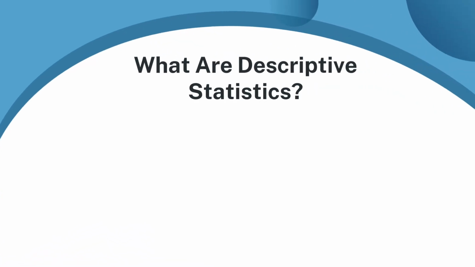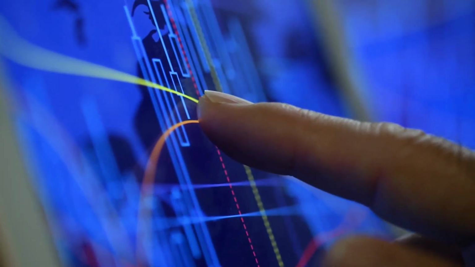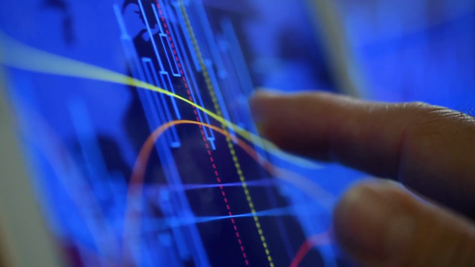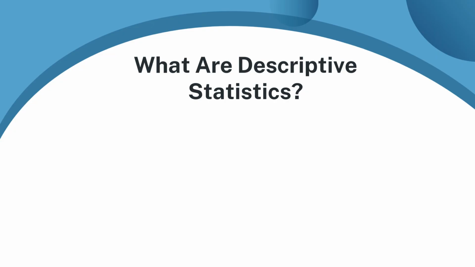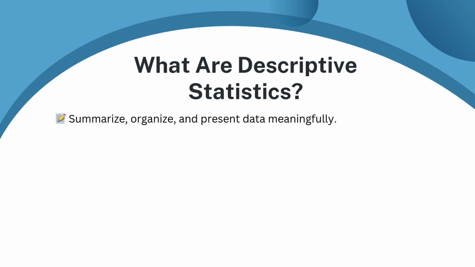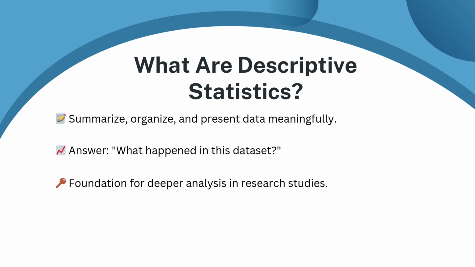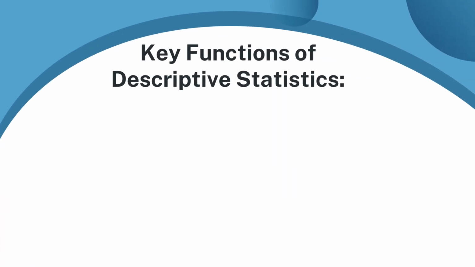First, descriptive statistics. Descriptive statistics provide the foundation for understanding research data. Think of them as the first step in making sense of a dataset. They summarize, organize, and present data in a way that's easy to interpret. Descriptive statistics answer the question, what happened? So what are the key functions of descriptive statistics?